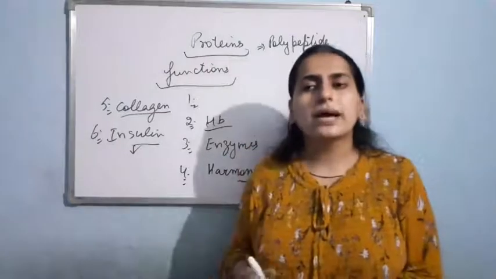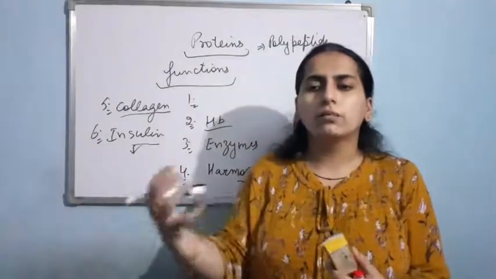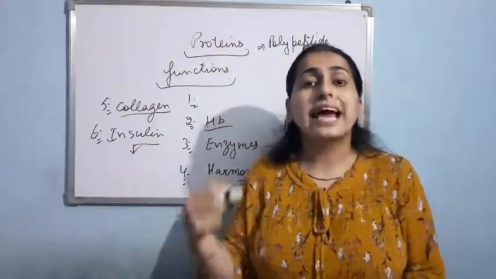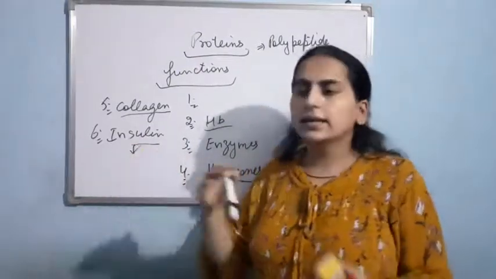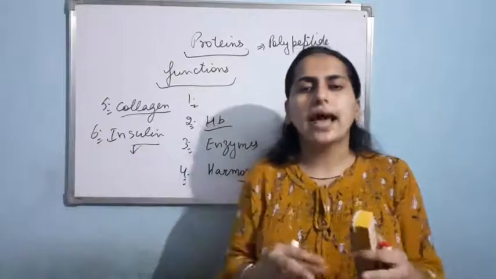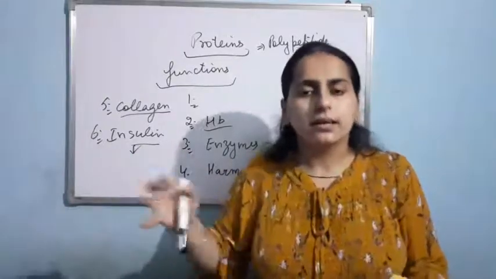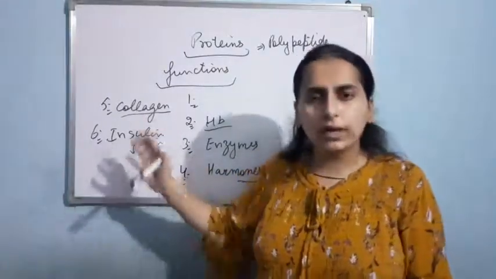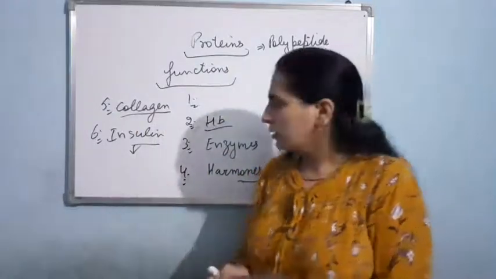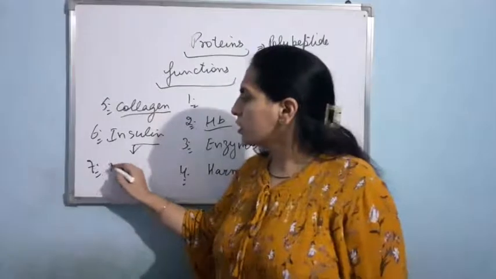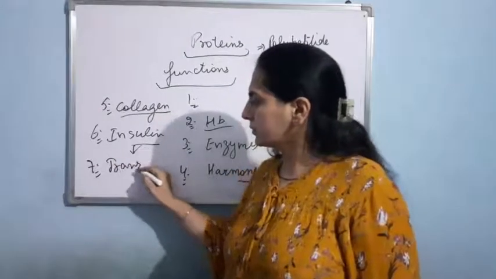Proteins also act as transporting molecules. They are carriers. Like in chapter number 14, I told you that in the electron transport system, we have the different carriers. These carriers are made up of protein molecules. So proteins are also used as transporters. So these are the different functions of proteins.